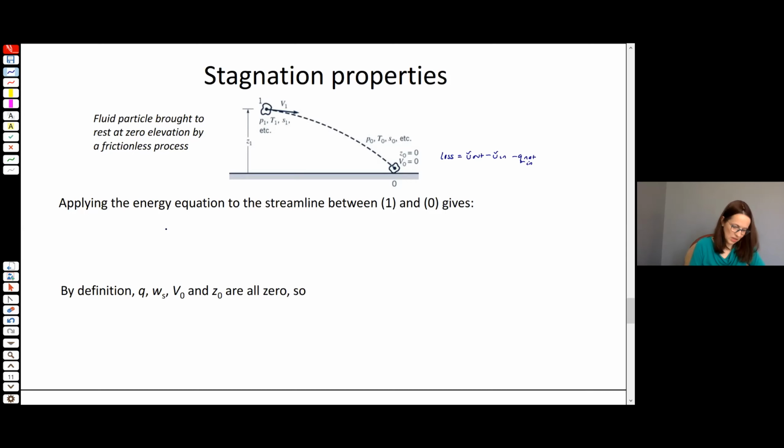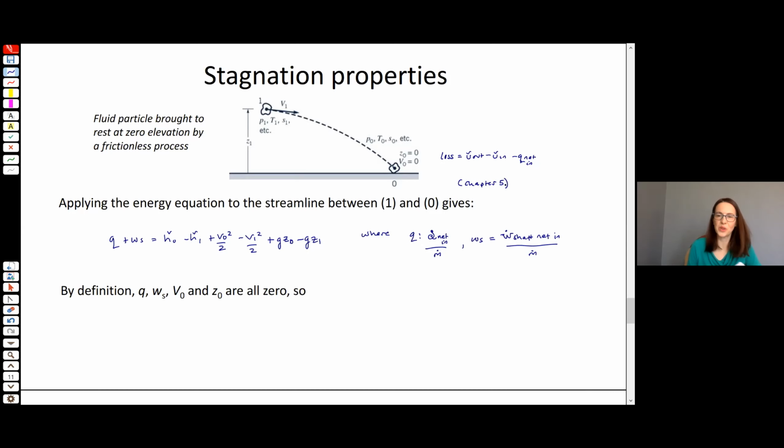If we apply the energy equation, we've got Q plus Ws equals H0 minus H1 plus V0 squared over 2 minus V1 squared over 2 plus gZ0 minus gZ1, where Q is Q net in over m dot, and Ws is the shaft work done on the system, defined as positive into the system, over m dot. Okay, so I'm just going to say chapter 5 here.